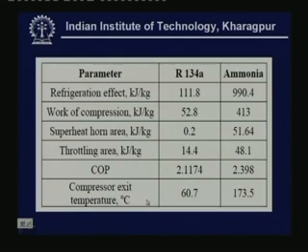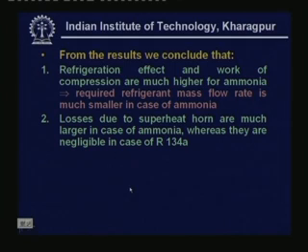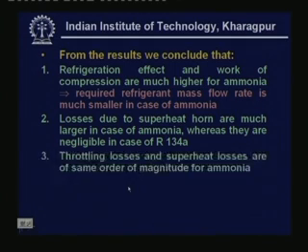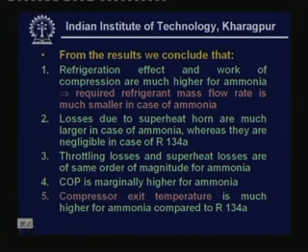So, from this we can easily conclude that refrigeration effect and work of compression are much higher for ammonia. This means the required refrigerant mass flow rate is much smaller in case of ammonia, and losses due to superheat horn are much larger in case of ammonia, whereas they are negligible in case of R134a. This is because of the differences in the vapor dome on the TS diagram. Throttling losses and superheat losses are of the same order of magnitude for ammonia. COP is marginally higher for ammonia, and compressor exit temperature is much higher for ammonia compared to R134a. So, these are the conclusions from comparing the results of ammonia and R134a.